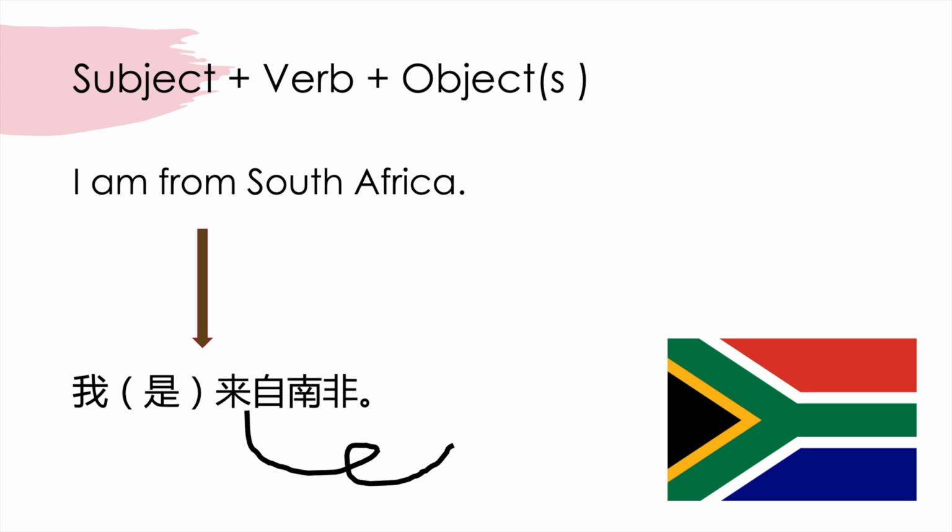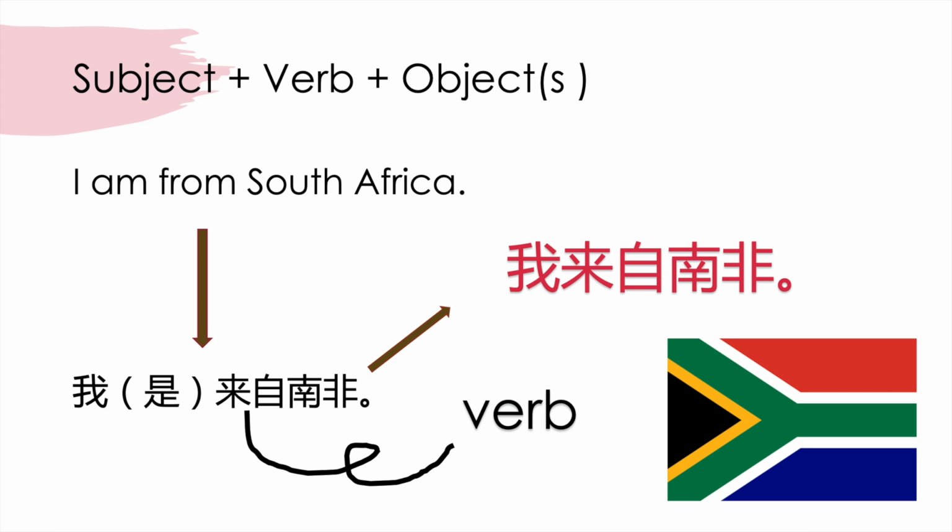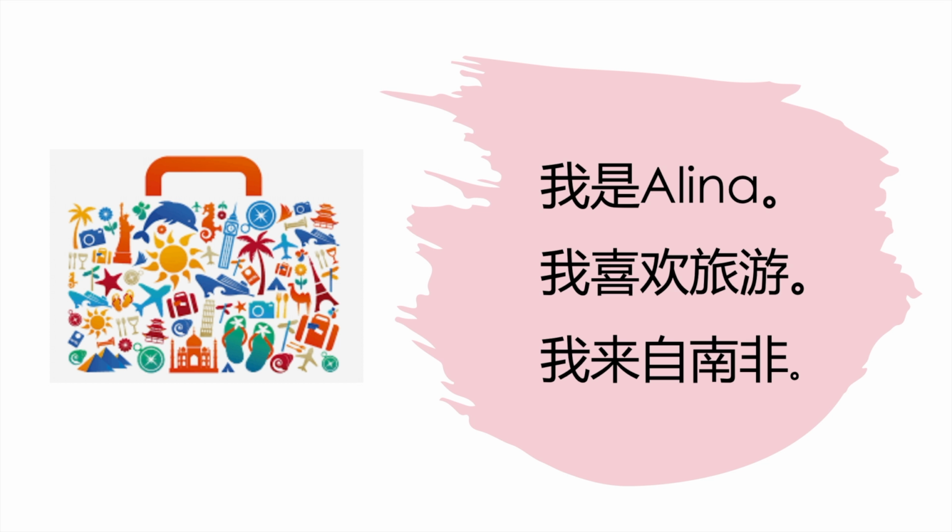verb in Chinese. If you see 是 and 来自 are both verbs, delete the weak verb 是, and the whole sentence will be 我来自南非. Today I introduced myself.